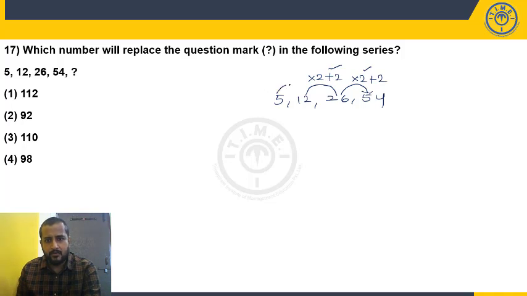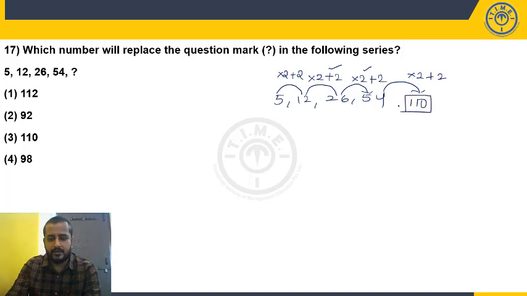Let's see next. 5 and 12. Yes, 5 into 2 plus 2. Okay, in all the cases my logic is correct. So for the immediate next also I can apply the same: 54 into 2 is 108, plus 2, 110. So this is my required one.